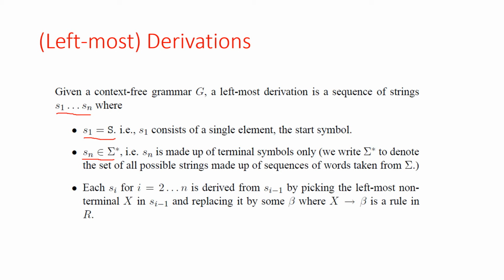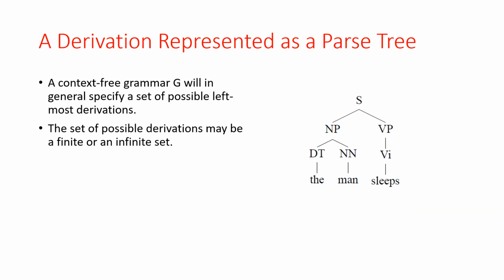And the rest of the Si, that is Si, where i goes from 2 up to n-1, is derived from the previous one, that is Si-1, by picking the leftmost non-terminal X from Si-1 and replacing it with some beta, where X goes to beta is a rule in R. A context-free grammar G will in general specify a set of possible leftmost derivations. The set of possible derivations may be either finite or an infinite set, and each derivation can be represented as a parse tree, as shown in this figure here.